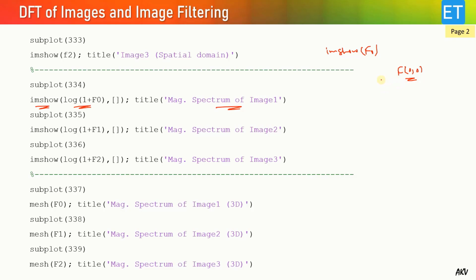So therefore, if you use imshow of f0 directly, your image will look darker and you will not be able to see the shapes correctly. If you take the log, the difference between the magnitudes will be small, and now you will be able to visualize the details available in the image. And 1 is added just to ensure that if f0 has a 0 somewhere, the log of 1 will take care of it. And to visualize the spectrum in 3D, I have used just the mesh command.